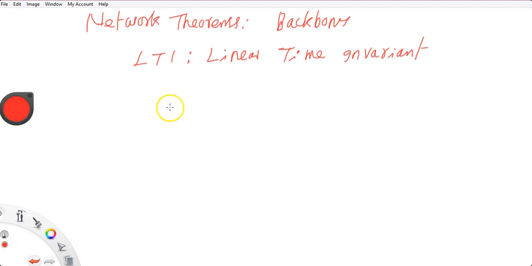Today we are going to discuss the network theorems. Network theorems are the backbone of electrical network analysis. Here we will discuss the LTI networks, linear time invariant networks.